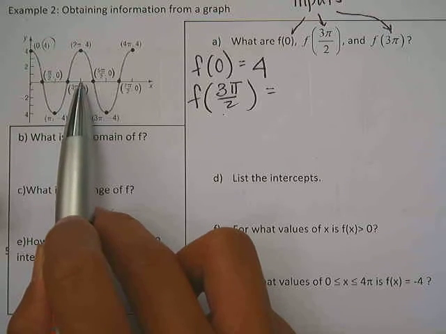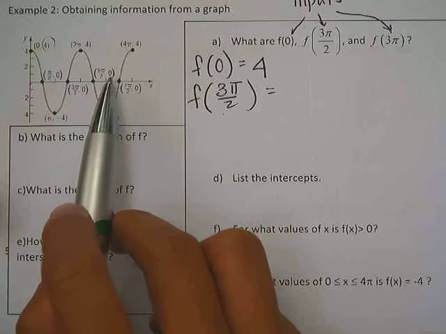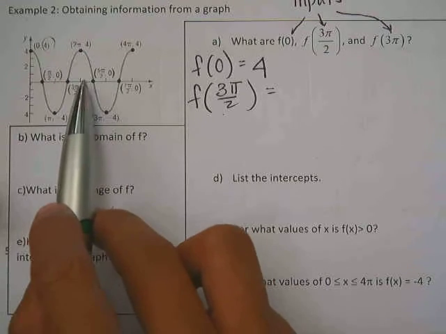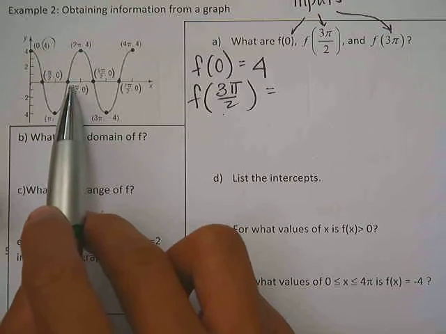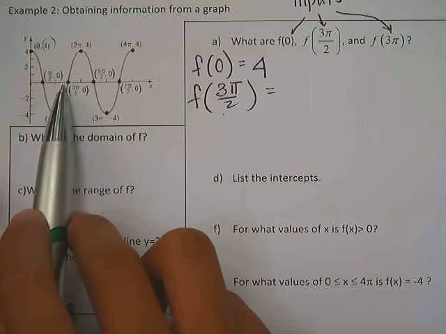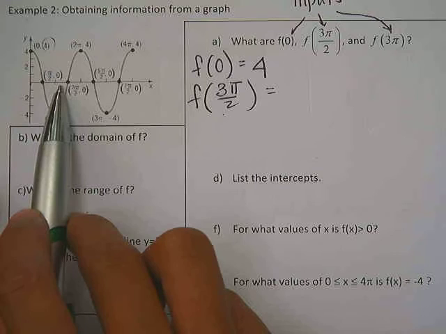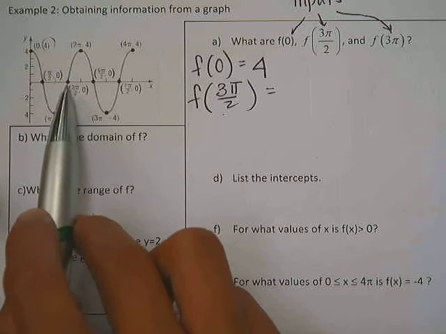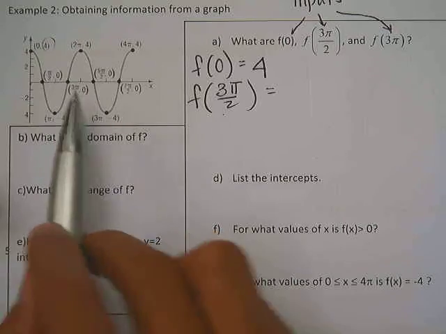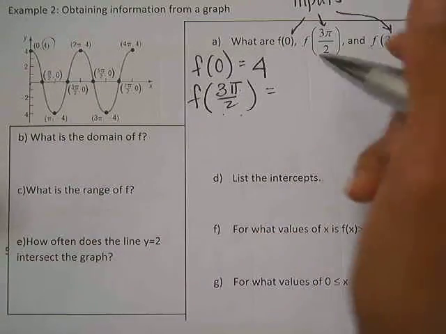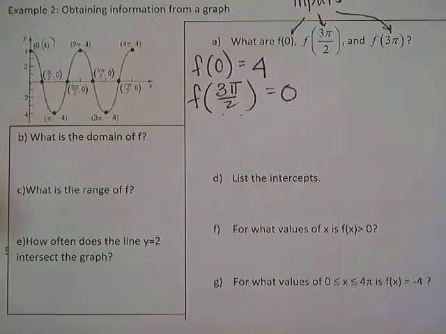Now when x is 3 pi, oops, I'm thinking that's wrong. That is not 3 pi over 2. That is 2 pi. I lie. 3 pi over 2 is back here a little bit more. Here we go. Here's 3 pi over 2. So when x is 3 pi over 2, this is x, and I'm looking for the output, which is y. The output is 0.